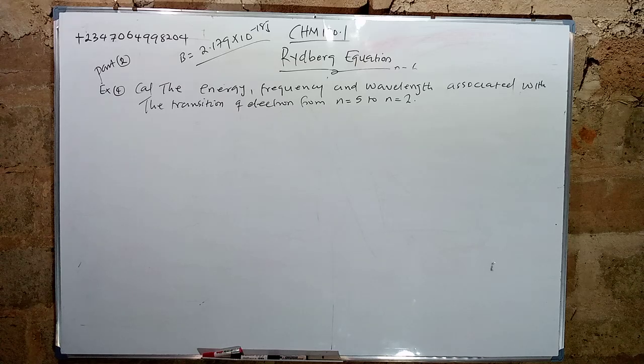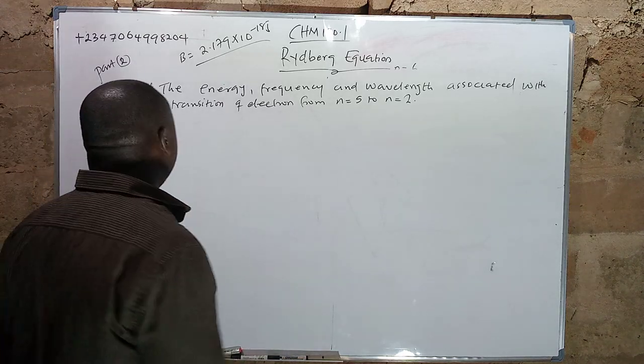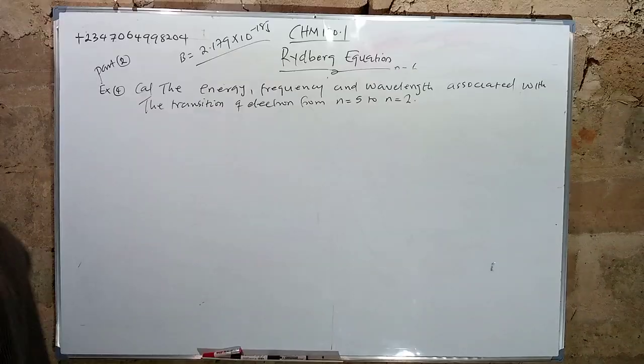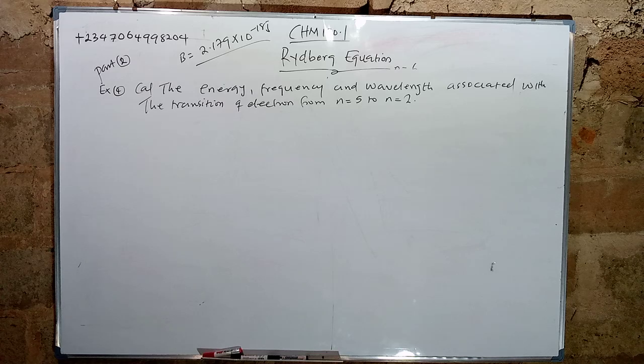We are still under part 2 of the Rydberg equation. Now, calculate the energy, frequency, and wavelength associated with the transition of an electron from n equals 5 to n equals 2. Please note, this is a very big confusion to most students. In part 1 of the video, we were solving a question. I said calculate the wavelength and frequency of the third line in the Paschen series of hydrogen.